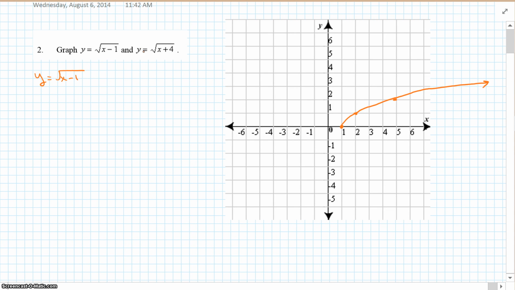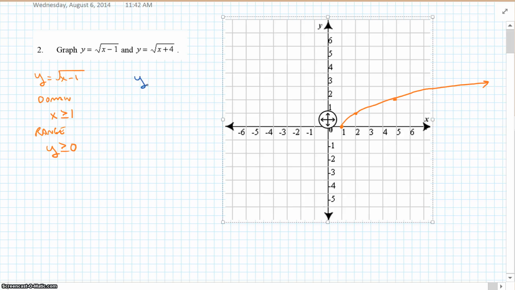The domain would be x has to be greater than or equal to 1. The range would be y is greater than or equal to 0. Because remember, we cannot have a negative radicand and we cannot have a negative number. So let's look at the second one. Y equals the square root of x plus 4. So this is going to shift us, or translate it, 4 units to the left.